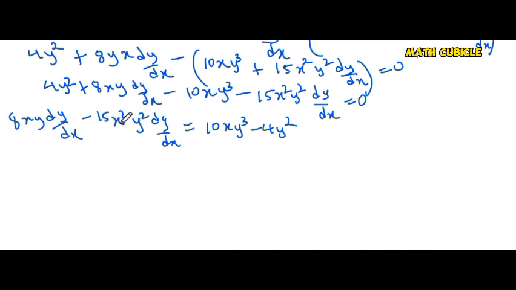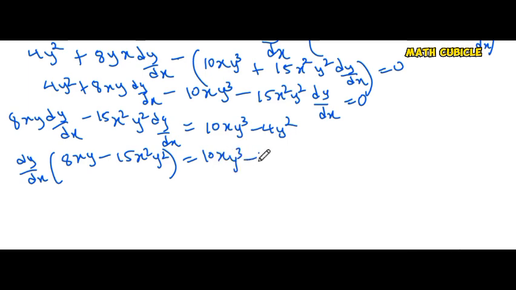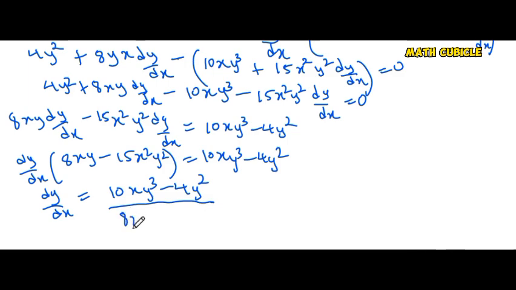So here we factorize, dy dx is common, so we write dy dx, open bracket, this 8xy minus 15x squared y squared is equal to 10xy cube minus 4y squared. So dividing both sides by this expression, we have dy dx is equal to 10xy cube minus 4y squared divided by 8xy minus 15x squared y squared. So that's our final answer.